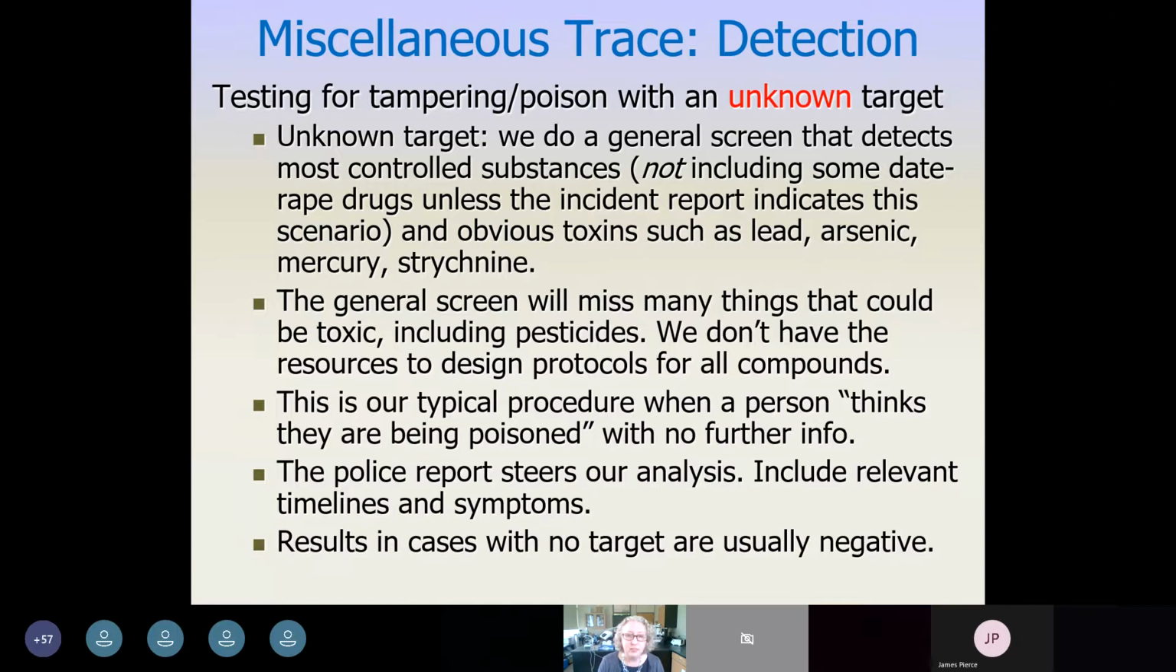Most of the time, the results that we get in these no target cases are negative. So just putting that out there.